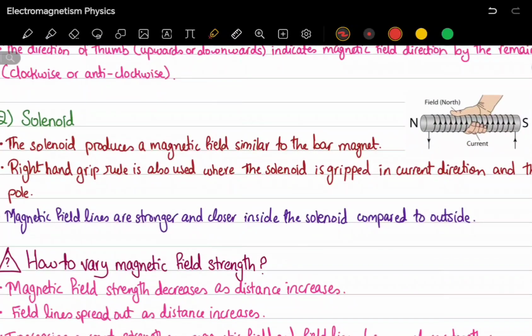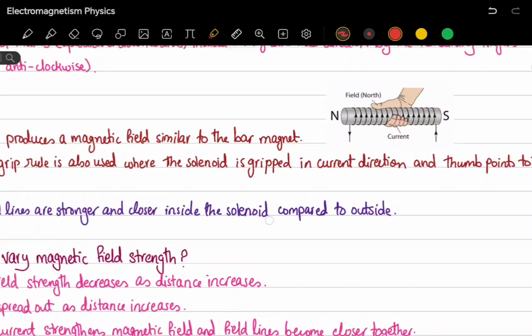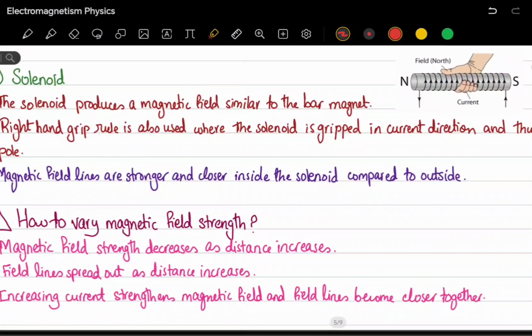Moving on to the solenoid. The solenoid also produces a magnetic field which is similar to the bar magnet. We're going to use the right-hand grip rule, where the solenoid is gripped in the current direction, and then the thumb will point towards the North Pole. Magnetic field lines are stronger and closer inside the solenoid compared to the outside.